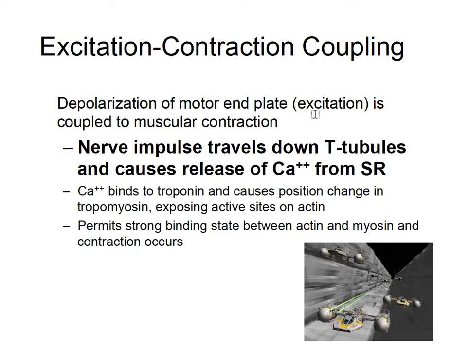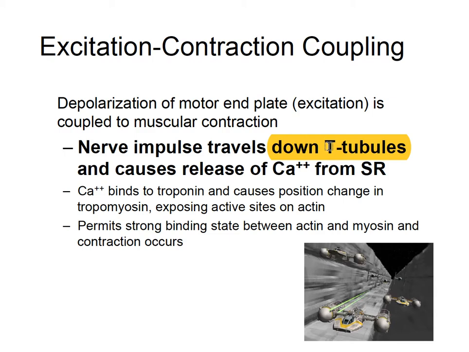This is where a motor end plate is coupled with muscle contraction. A nerve impulse connects with the muscle cell at the neuromuscular junction. And this nerve impulse travels down the T tubules, where T stands for transverse tubules. We saw that in earlier notes and a video about the structure of muscle.